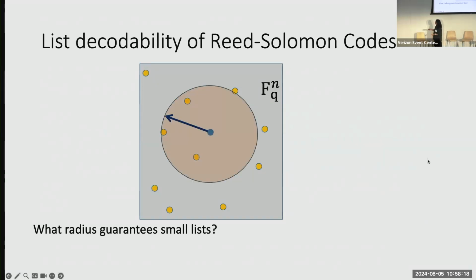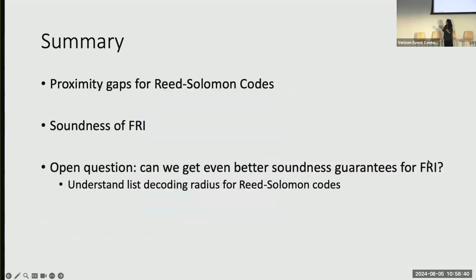What is the question of list decodability of Reed-Solomon codes? It is understanding what's the largest radius for which you can combinatorially prove that there are not too many code words in a ball of that radius. And understanding the largest radius to which we can decode is crucial in improving the analysis of FRI and deep FRI. So I will stop here, and thank you very much.